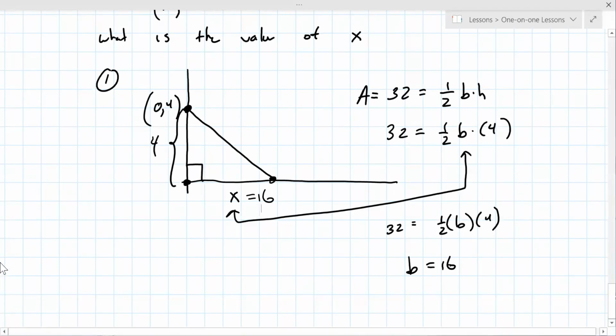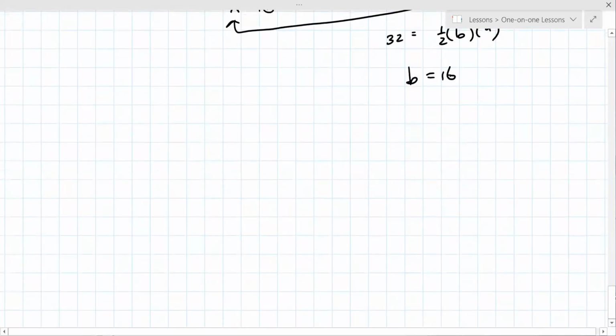Another type of problem that you might see is where they give you 3 points, and you have to determine whether or not it's a right triangle. I'm going to try to explain that after I find an example problem, which I'm trying to do right now.